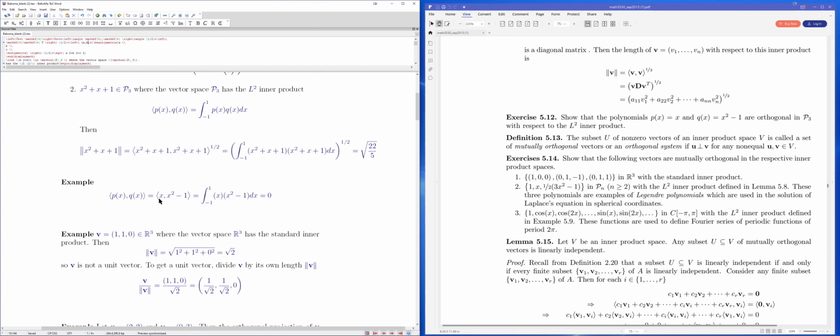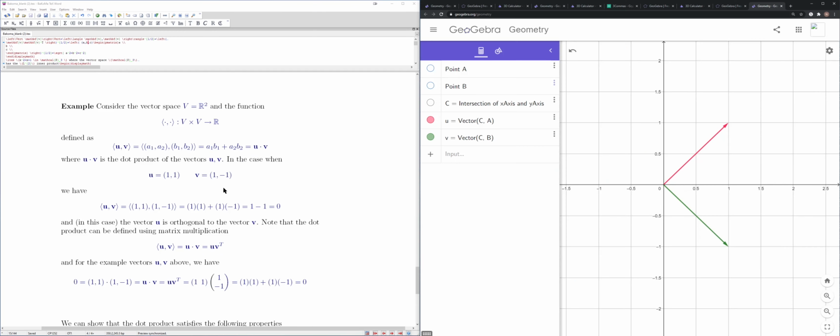Okay, so these polynomials here, x and x squared minus 1, are actually orthogonal to each other, right? With respect to this inner product over here. Perhaps it doesn't really have a nice geometric interpretation, but given how this inner product is defined, according to the definition of this inner product, these polynomials are in fact orthogonal.